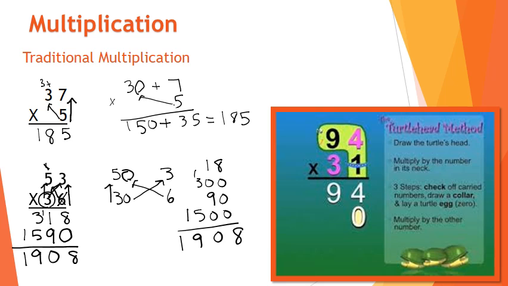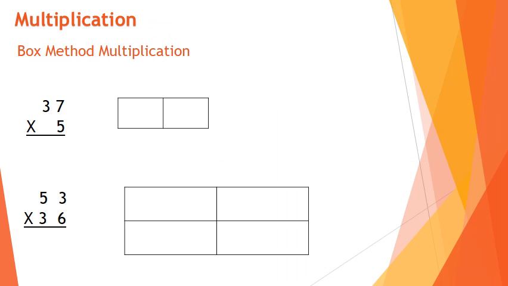The next method for multiplication is called the box method. So very similar to what we were doing before, we're going to take 37 times 5 and we're going to break it into parts, 30 and 7. We're going to multiply this by 5. 30 times 5 is 150. 7 times 5 is 35.